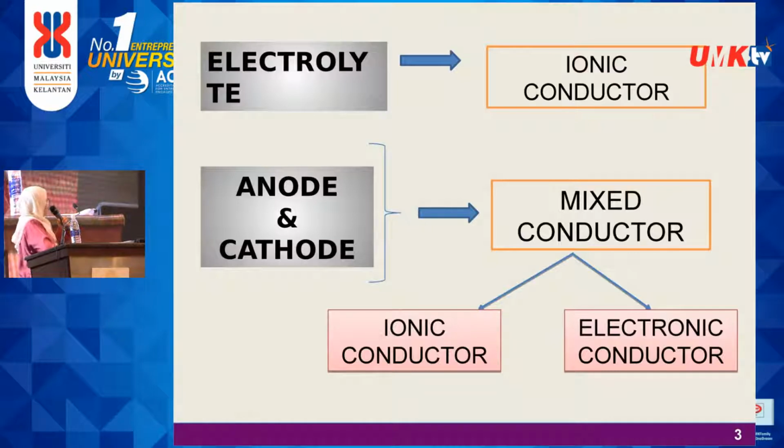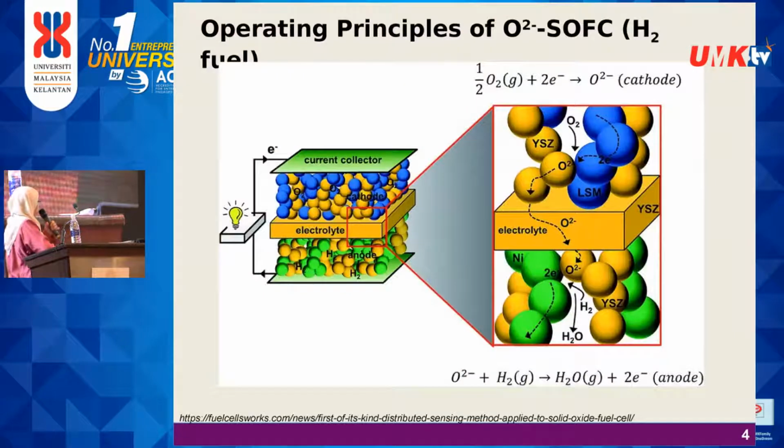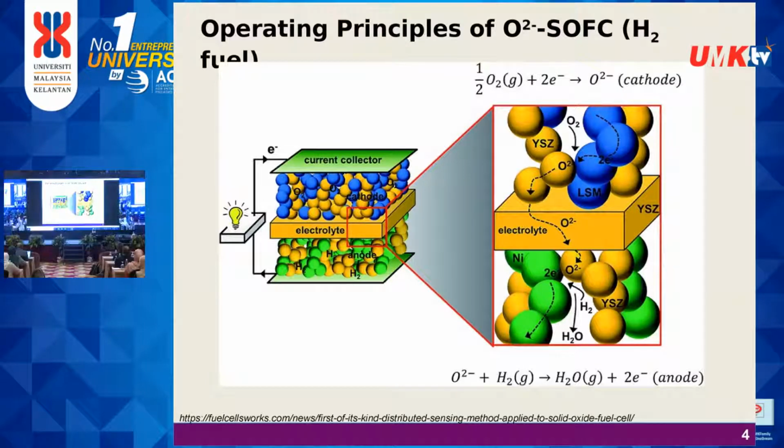So this is the operating principle of the solid oxide fuel cell in hydrogen fuel. If we look at the electrolyte part, we have the oxygen ion conductor, and oxygen moves from the cathode to the anode via the electrolyte. And you can see, based on the chemical reaction between these three components, the water forms at the anode side.